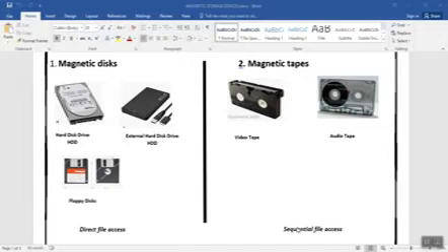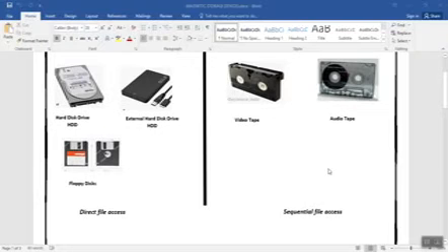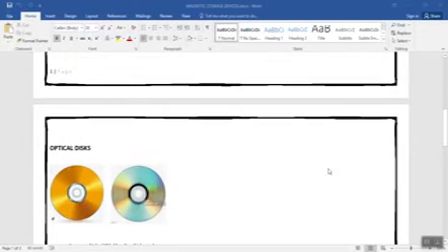So, sequential takes place in magnetic tapes. Then direct file access, we have it in magnetic disks. File access in direct file access is faster as compared to magnetic tapes. Apart from this, we can look at optical disks. Optical disks are called optical because they use light. This normally comes during the final exam.